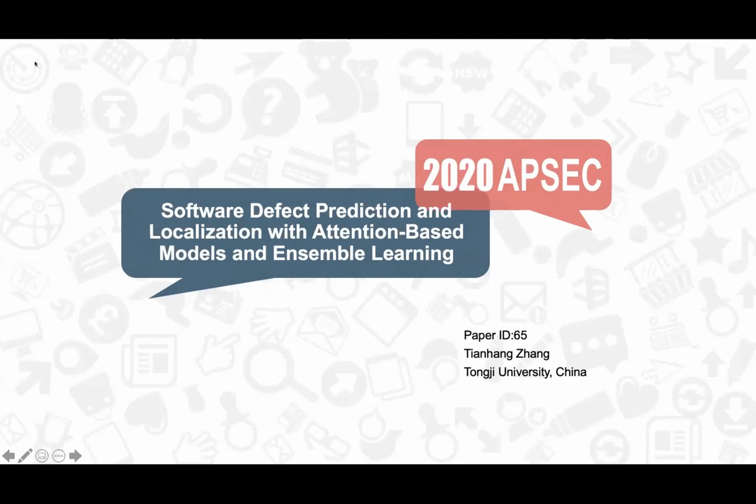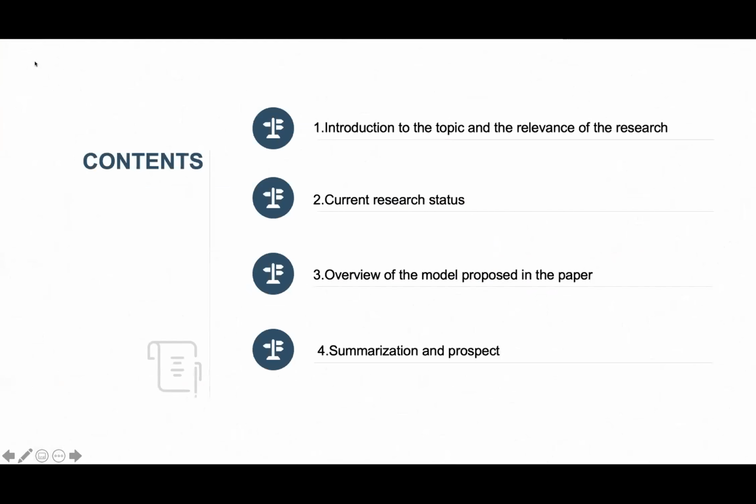So hello everyone. My topic is software defect prediction and localization with attention-based models and ensemble learning. My presentation will be divided into 4 parts. The first part is the introduction to the topic and the relevance of the research. The second part is the current research status in this field. The third part is the introduction of the model proposed in my paper. And the fourth part is the summary and outlook.